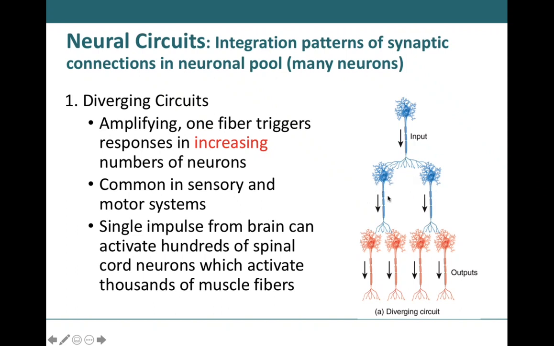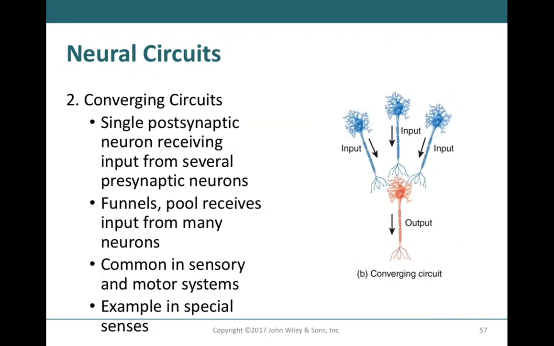And then those two cells are going to send their signal out to more and more cells, and eventually we're going to have a very, very amplified signal. A great example of a diverging circuit that we've learned is the neuromuscular junction and motor units, when one somatic motor neuron attaches to many different muscle fibers. The signal starts in one cell and diverges out to many different cells.